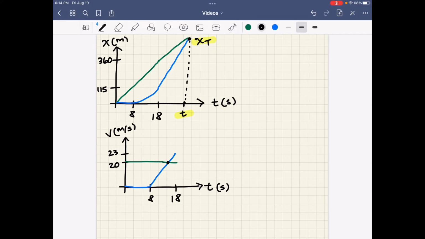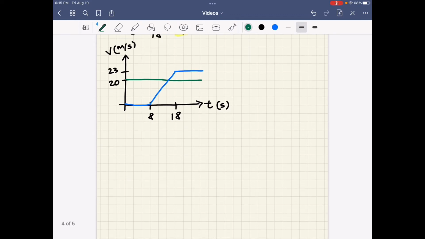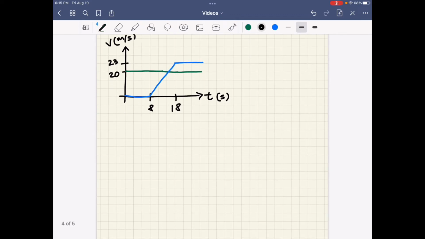This is just showing that the police ended up going faster than the boat, right? Because at this point, after 23, now the police will just go like that, a constant velocity. And so will the boat. So there you go. Now the acceleration one. That one's super simple, I think.